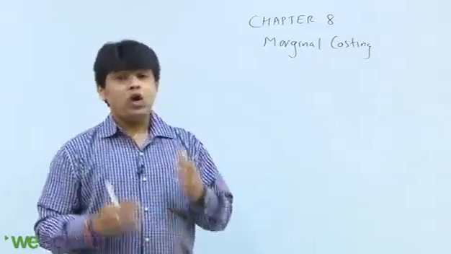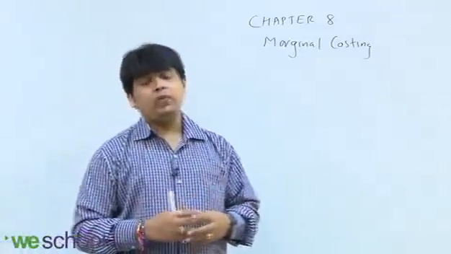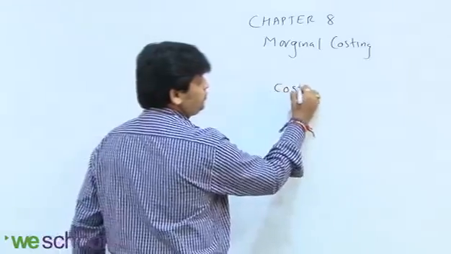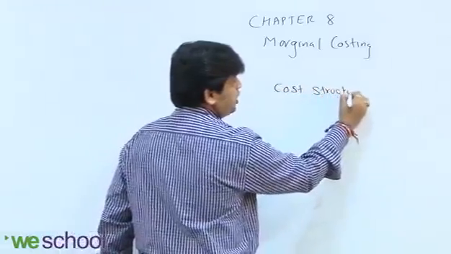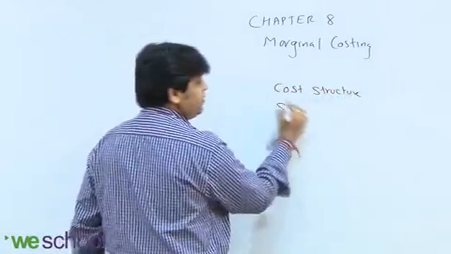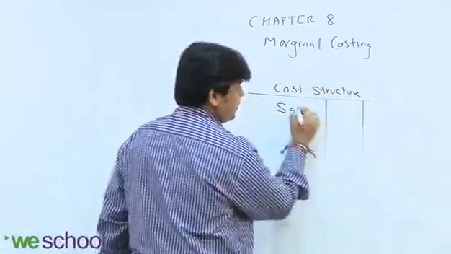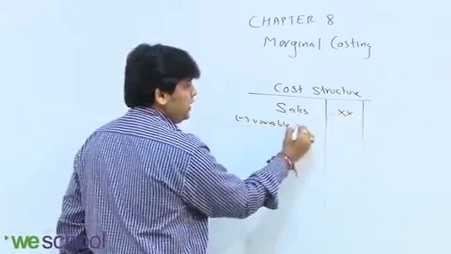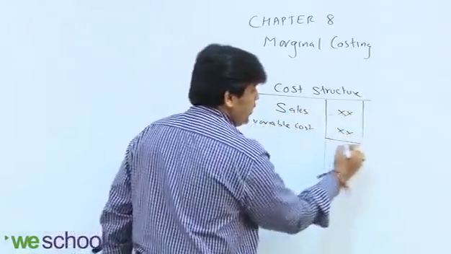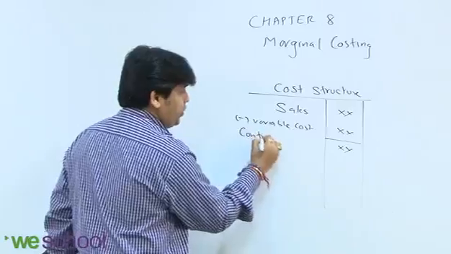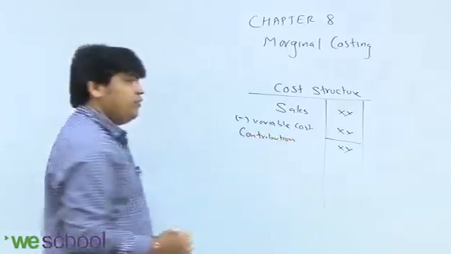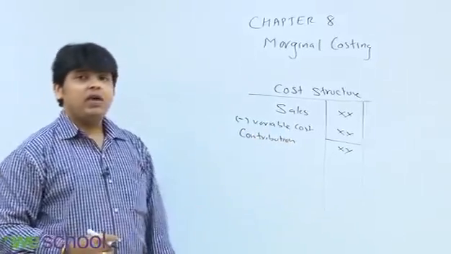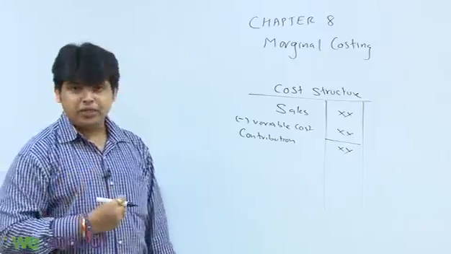As I have given one cost structure in the 5th chapter, you might remember it. In the cost structure, sales is given. Sales less the variable cost gives you contribution. I hope you remember that video which we saw for chapter number 5. Sales minus variable cost is equal to contribution, right?